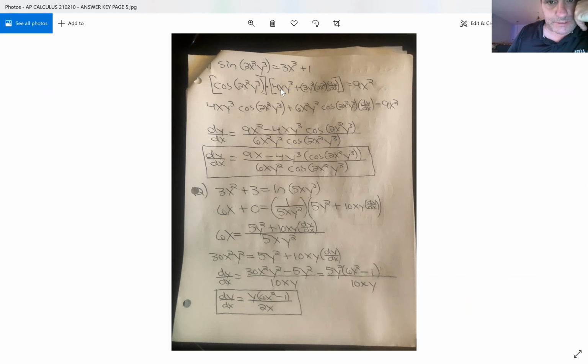Then here I just applied the distributive property. I got 4xy cubed times the cosine of that angle. 3 times 2 times x squared times y squared becomes 6x squared y squared. So this is the term that contains the dy/dx. So to solve for dy/dx, we're going to take 9x squared, subtract the 4xy cubed cosine 2x squared y cubed, and divide it by 6x squared y squared cosine 2x squared y cubed.